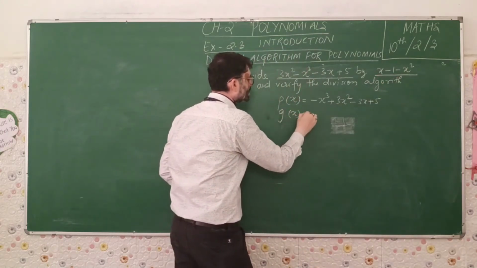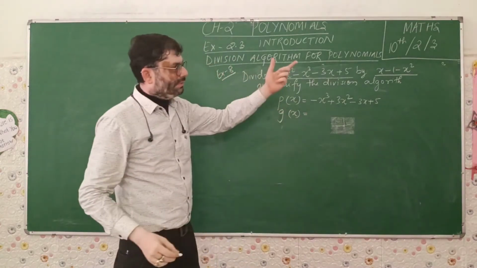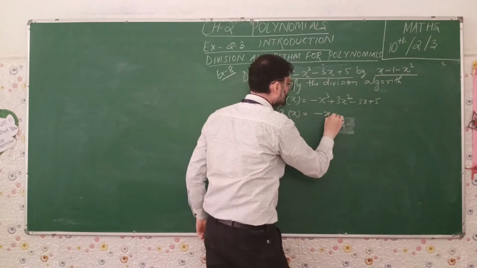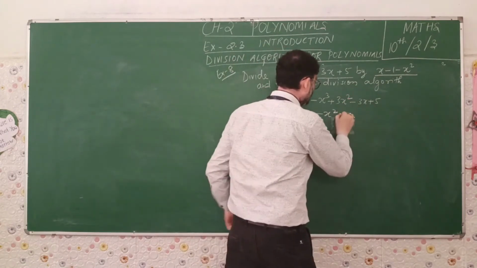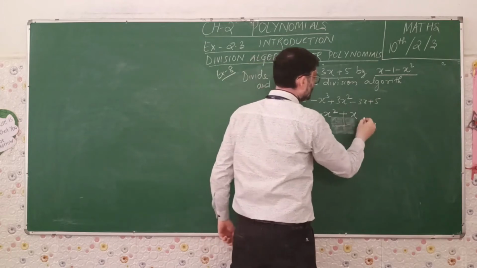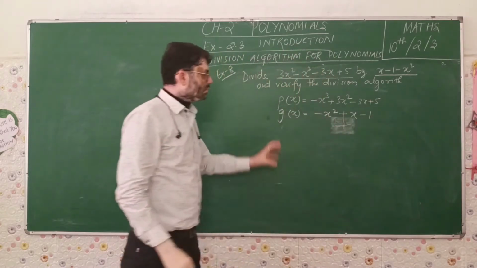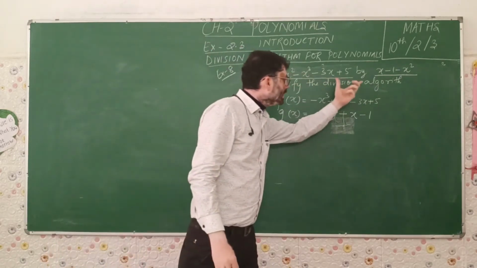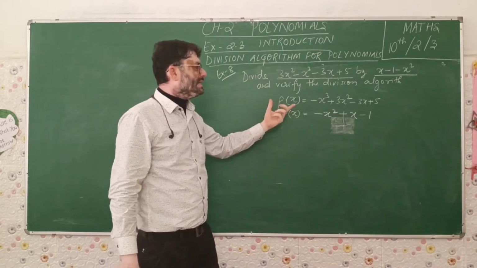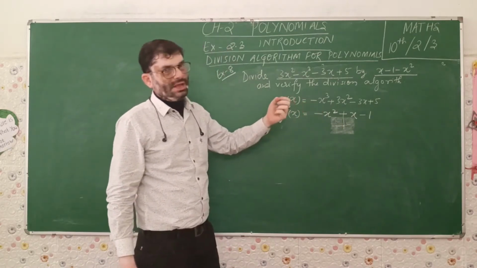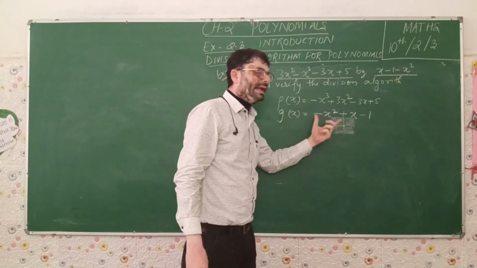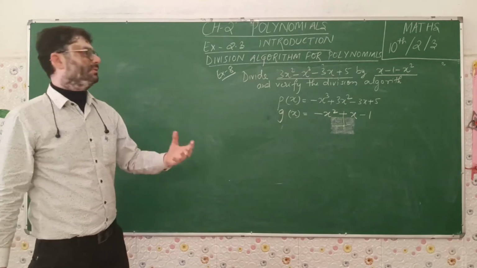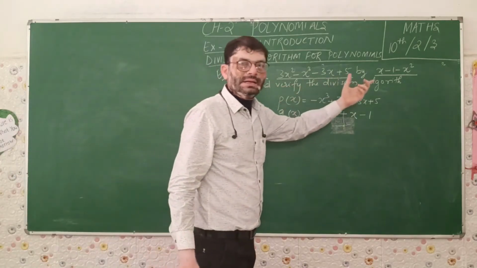This is g(x), and that is also equal to, we will also have to arrange in the decreasing power of it. First degree 2, so this is minus x squared, then degree 1, so this is plus x, and then degree 0, so this is minus 1. So now we have assigned a name to the polynomials, and we have also arranged them in the decreasing power of x, and now we will be dividing to obtain the quotient q(x) and remainder r(x), and then we will be moving on to verify the division algorithm.